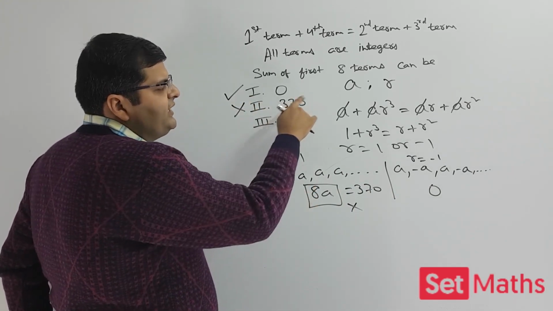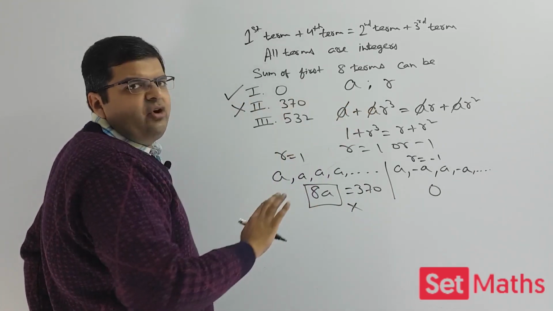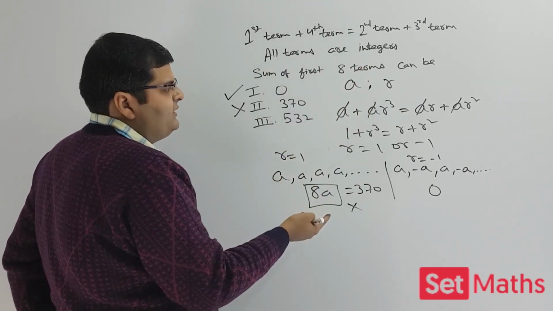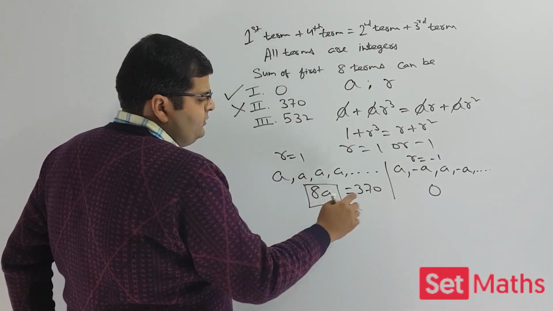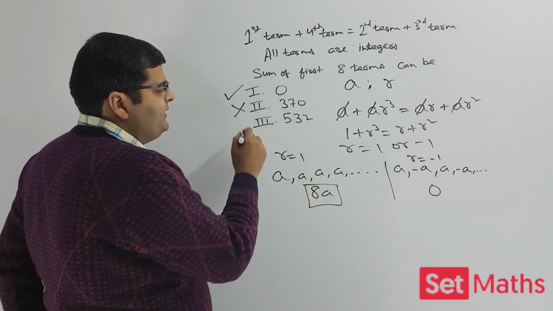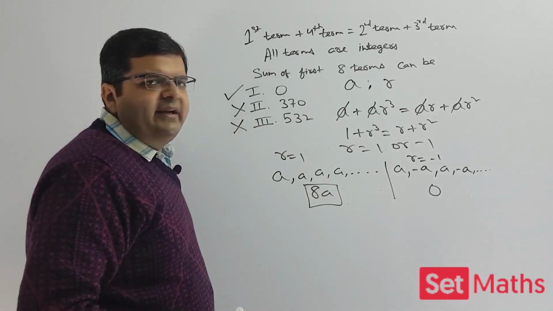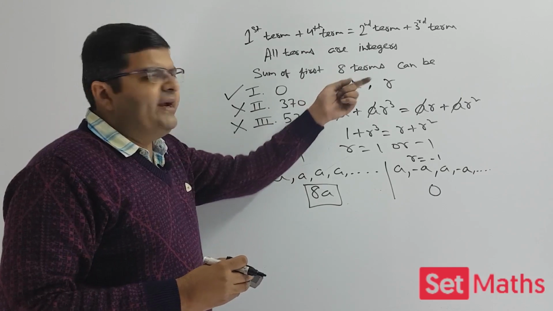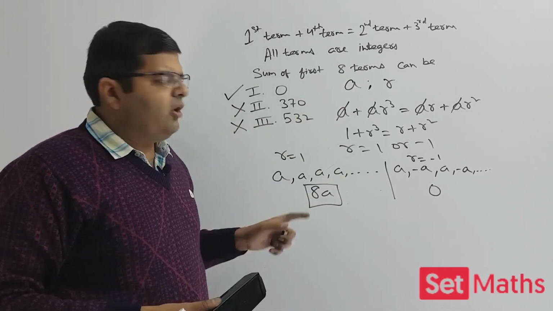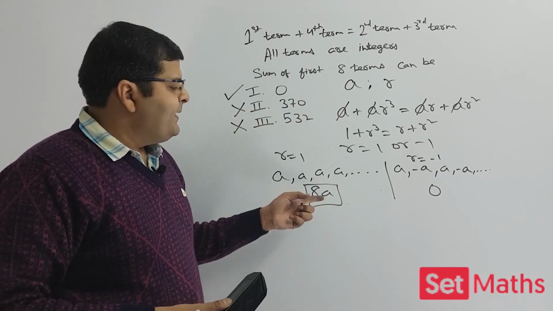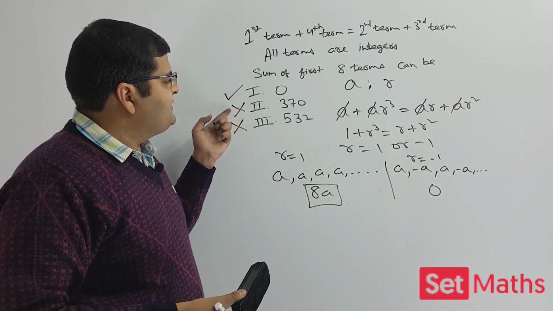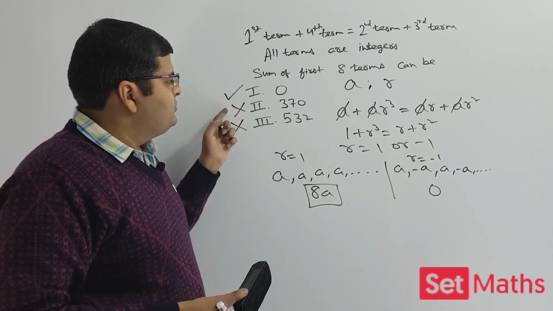Why? Because if 370 is equal to 8a, a is not coming out to be an integer. But we need all terms to be integers, so a has to be an integer. Similarly, if we have 532 as 8a, a will also not be an integer. So 532 is also incorrect. So basically the sum of 8 terms can be 0 or a multiple of 8. So 370 and 532 are not multiples of 8, because with a being an integer, 8a has to be a multiple of 8. So they are incorrect.